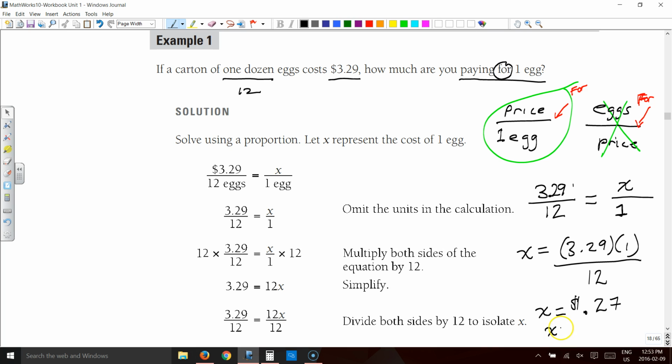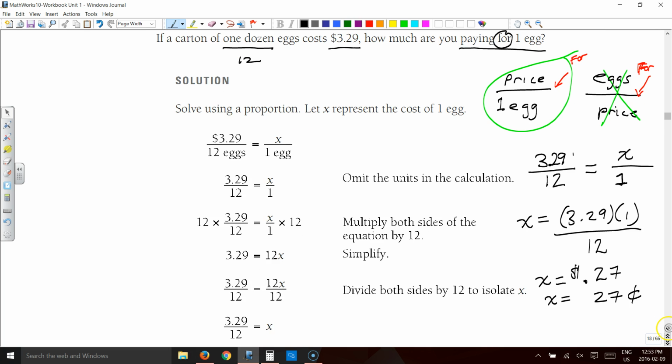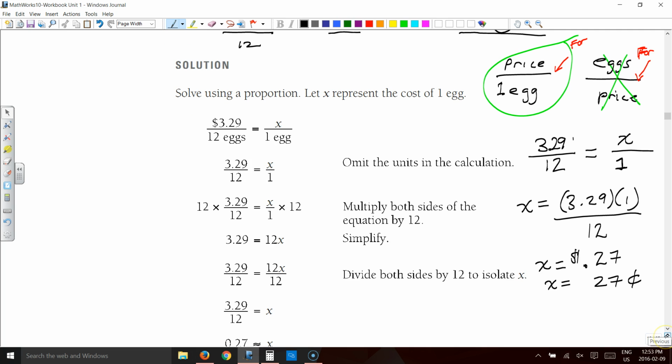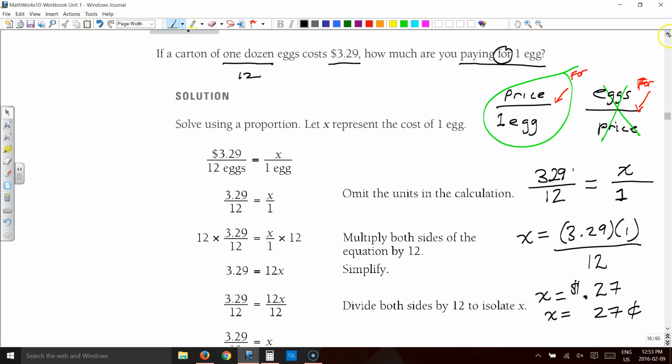If you wanted to, you could answer as $0.27 or 27 cents. It's your choice. All right. So that's how that's done. And again, the key here is remembering to first determine how do you want to output your final answer? Do you want price per egg, or do you want the number of eggs for a given price? And that's the only way to know for sure, is to read the question carefully and determine what it is that the question is asking. In this case, the question is asking, how much do you pay or price for one egg?